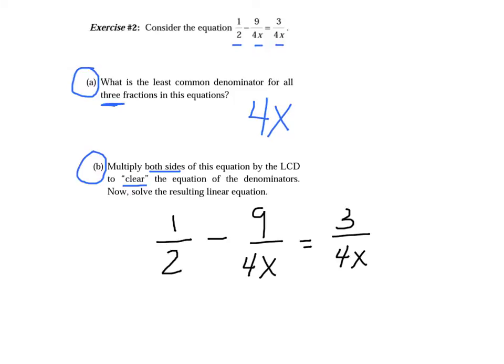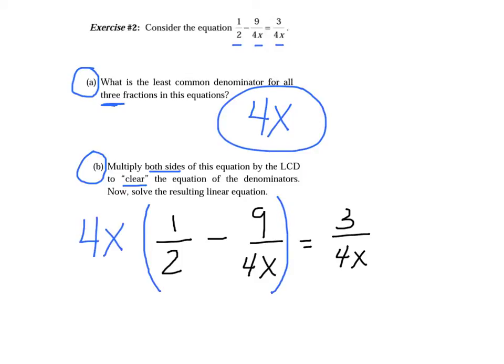All right, we're ready to solve this problem. So we've identified our least common denominator as 4x. So here's what the direction said. Multiply both sides of the equation by the least common denominator. So here's what I'm going to do. I'm going to wrap this side up, and I'm going to say multiply by the common denominator 4x, and I'm going to wrap this side up, and I'm going to multiply by the common denominator of 4x.